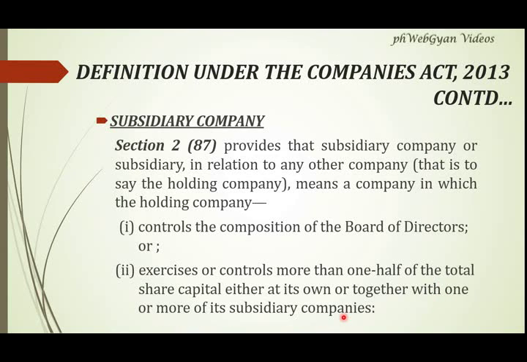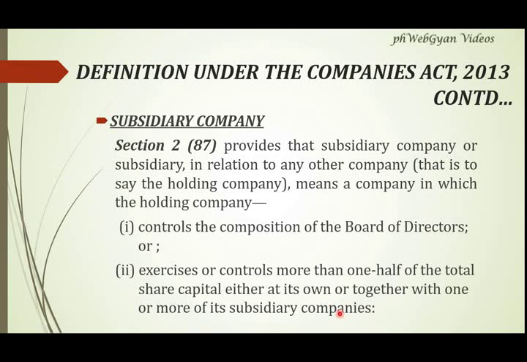So a company becomes a subsidiary company of another if that other company exercises or controls more than one half of the total share capital. That is, it holds more than 50% of the share capital of the other company. If any company is holding that, then that company automatically becomes the holding company of that company. But here it is being used: either on its own.